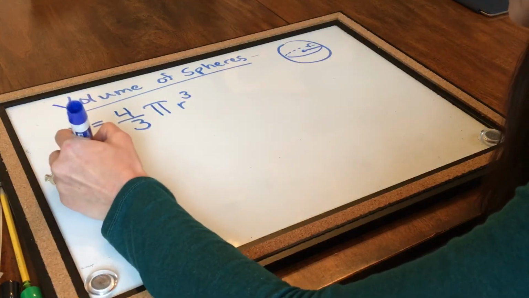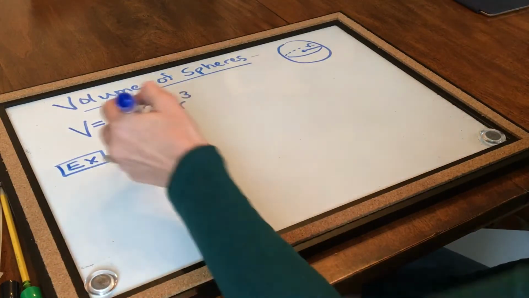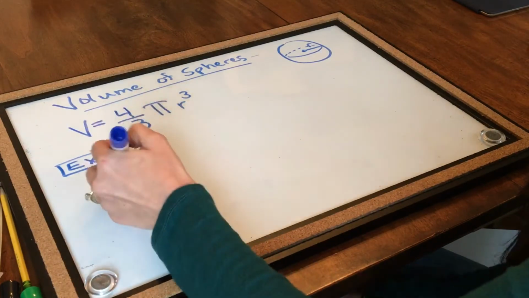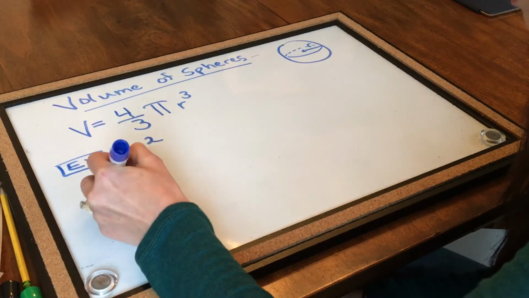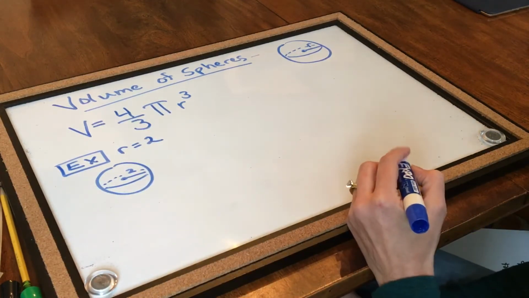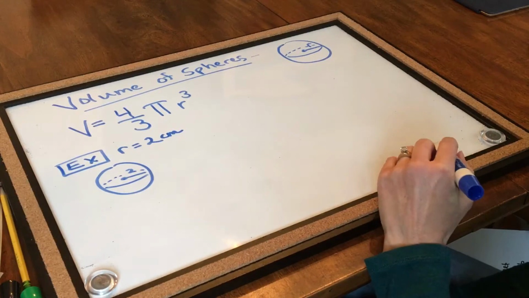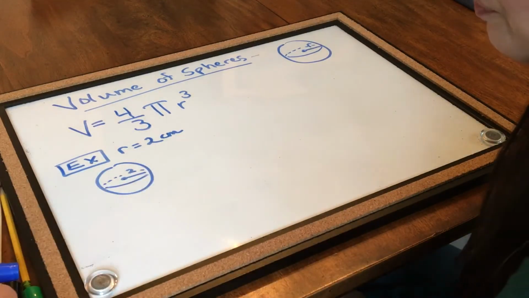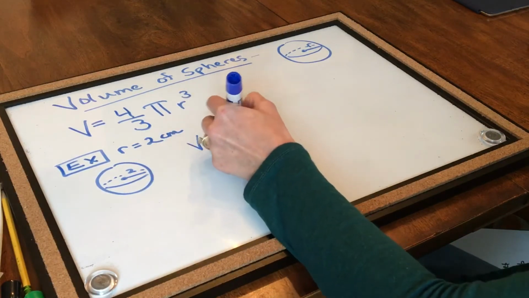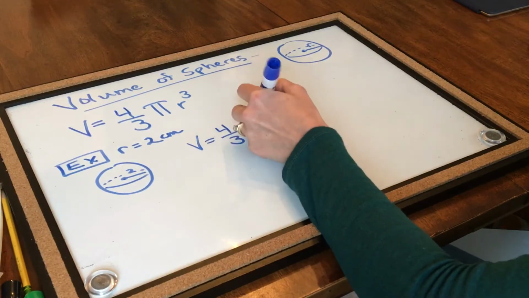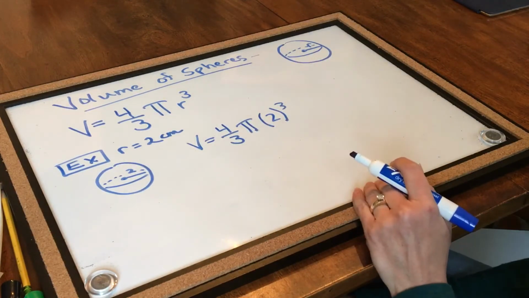I'm going to find the volume of a sphere with radius 2. So I'm going to say that our radius equals 2, and I'll draw a very quick picture, just so you can get an idea that this is a sphere with radius 2. Maybe we'll make it centimeters. I love centimeters. Okay, so let's plug this into our formula. My volume is 4/3 times pi times the radius cubed. In this case, my radius was 2, so I would plug my 2 in there, okay?